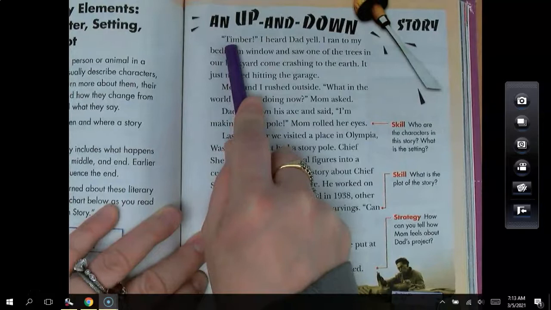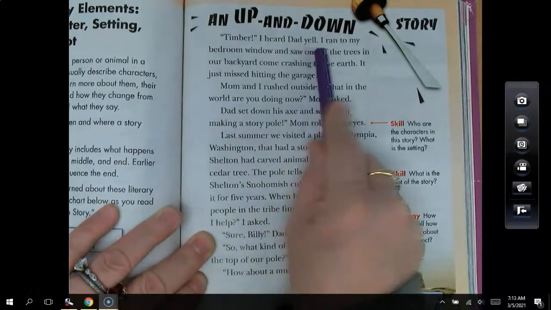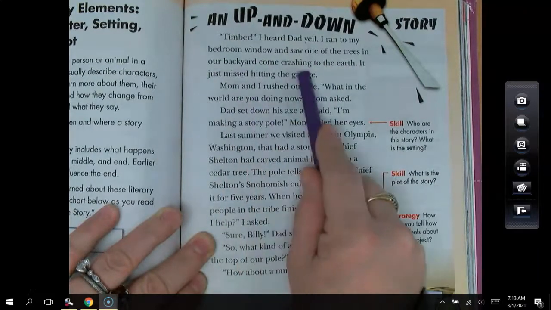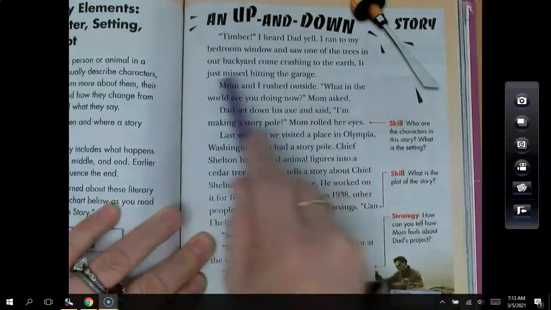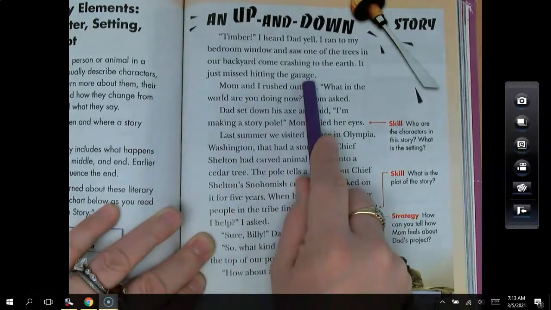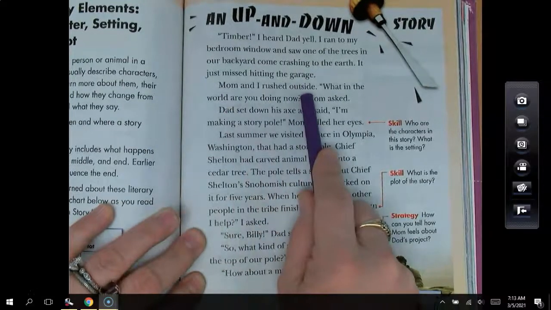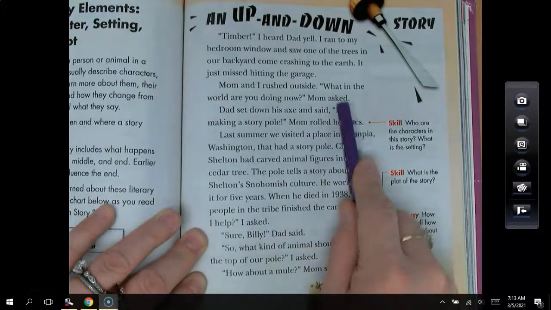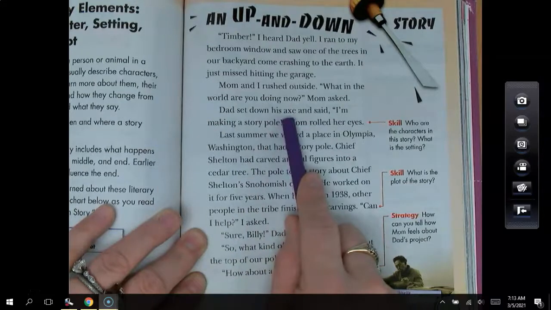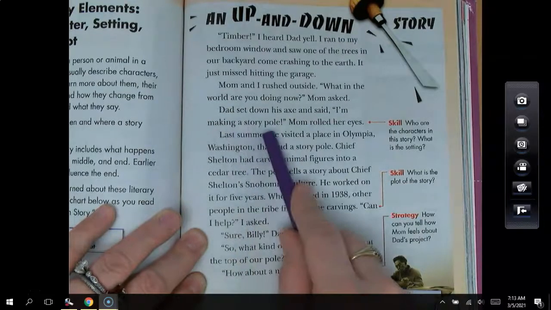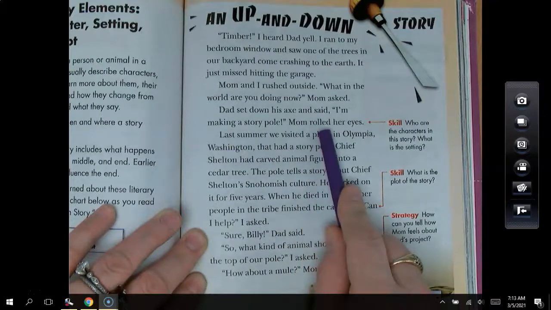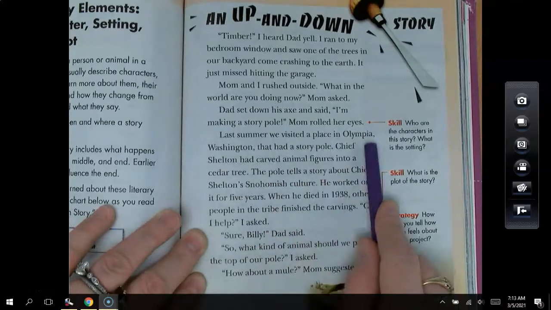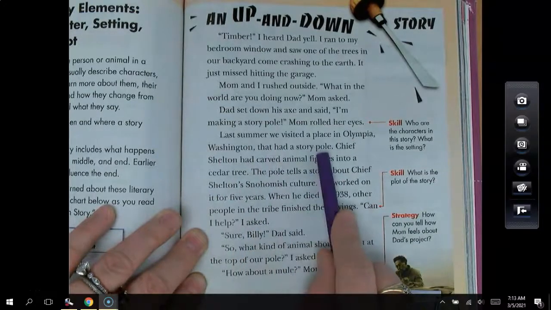It says, "Timber!" I heard Dad yell. I ran to my bedroom window and saw one of the trees in our backyard come crashing to the earth. It just missed hitting the garage. Mom and I rushed outside. "What in the world are you doing now?" Mom asked. Dad set down his axe and said, "I'm making a story pole." Mom rolled her eyes.